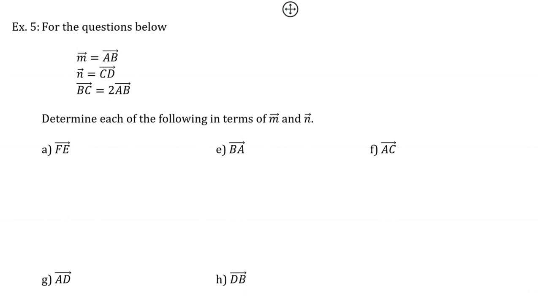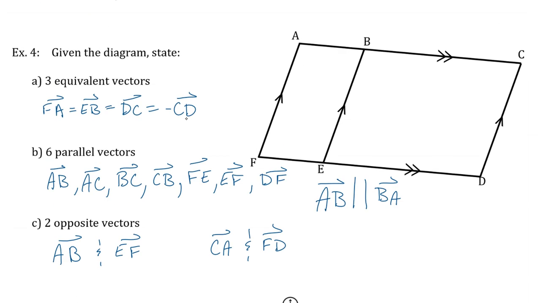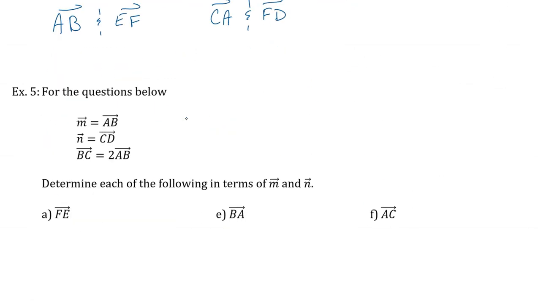So I'm going to look at FE, and I'm going to come up here and I'm going to say, well, FE is equivalent to AB. So I'm going to start with that. So FE is equal to AB. Well, and AB is vector M.